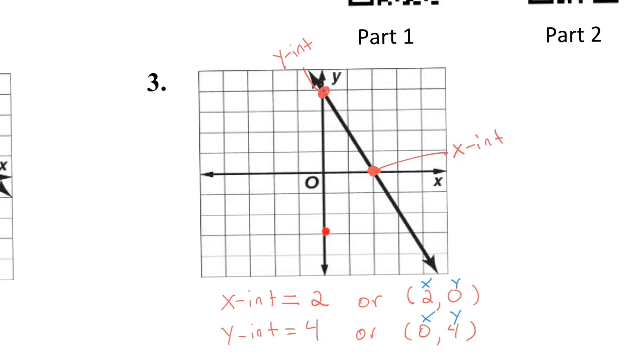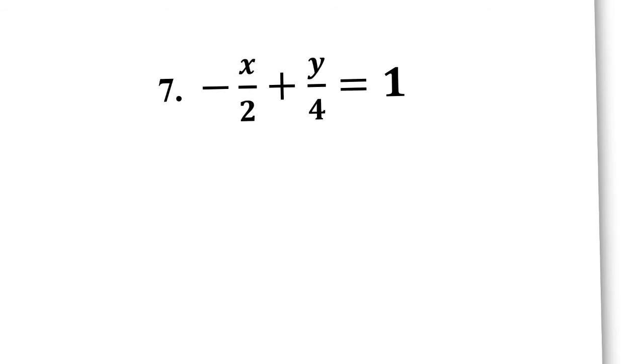And if you guys go down, your y is going to be negative. Let's go ahead and look at another question here. Now, number 7, they're not asking for the x and the y intercept. You guys want to write down the standard form for this problem.